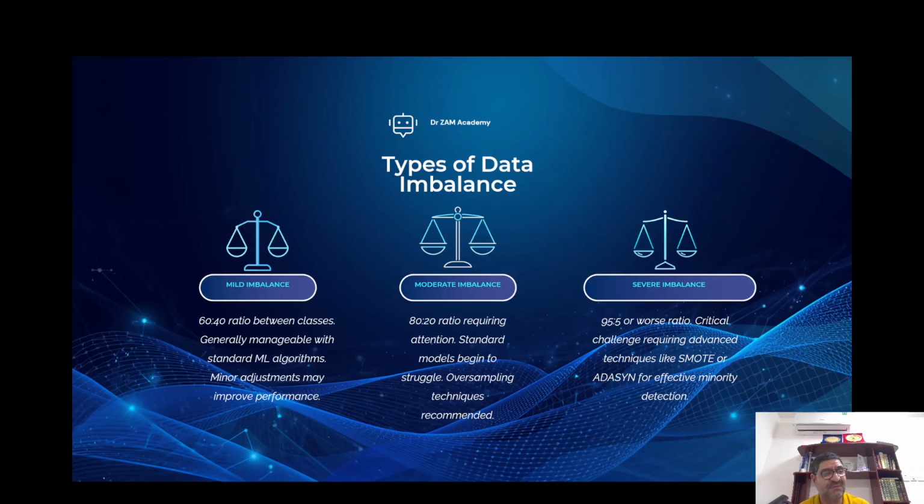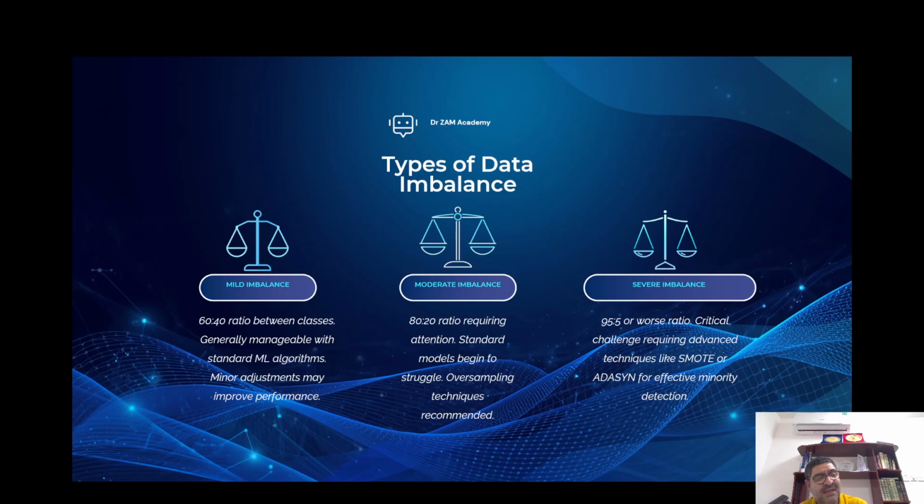So there are types of imbalances. Mild imbalance is, for example, 60-40. We can say it's a mild kind of imbalance between the classes, and generally such imbalances are manageable. Minor adjustments in algorithms and certain other things may improve the performance, which we have in fact taken into consideration before as well.